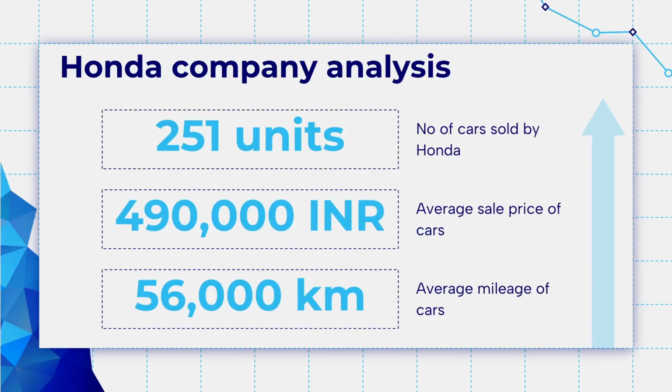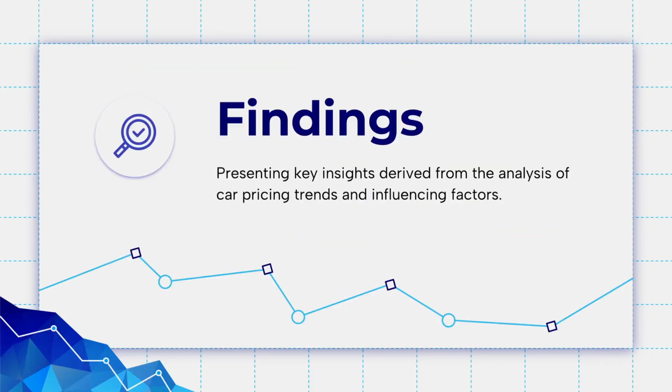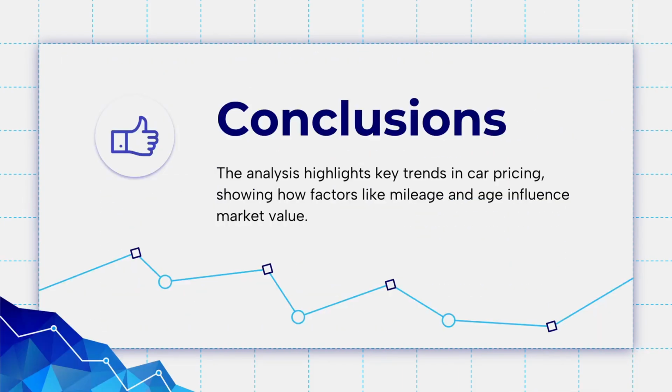When it came to pricing, the average sale price of cars was 490,000 Indian rupees, and the average mileage was 56,000 kilometers. Lower mileage cars were generally sold at higher prices, which makes sense as buyers often associate lower mileage with better condition and longevity. We also discovered that newer cars tend to command higher prices. This insight is especially valuable for sellers, as it highlights the importance of marketing newer models effectively. Finally, we analyzed fuel types and found that petrol cars were more common, but diesel cars often had a higher resale value. These findings provide a nuanced understanding of what influences pricing in the used car market.